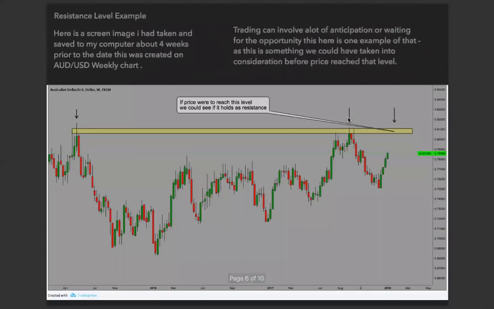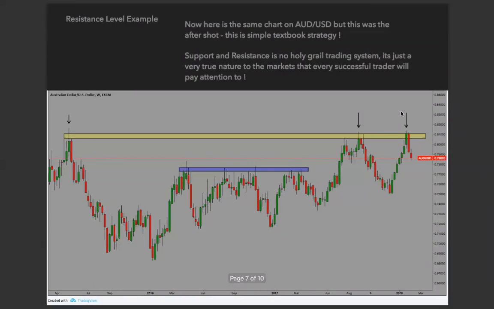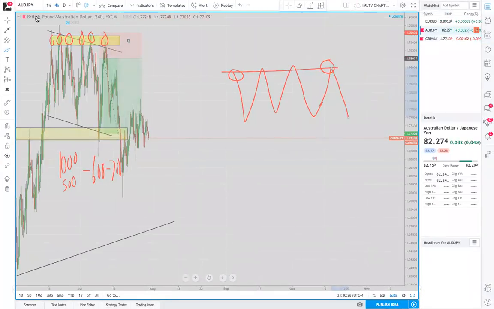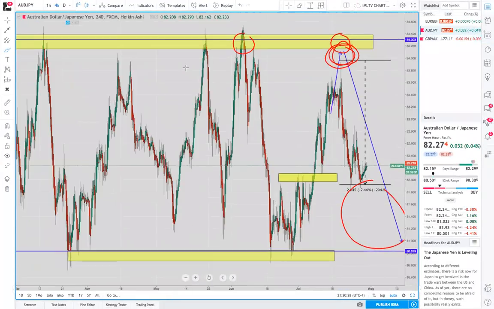Kind of like an example I did here, and this is something I screenshotted. This is what it looked like before, and then this was the after effect. That's how we could take it a step further. I won't get too much into that right now, but what I'll do is go up into the TradingView chart now with you guys here. This is tradingview.com.